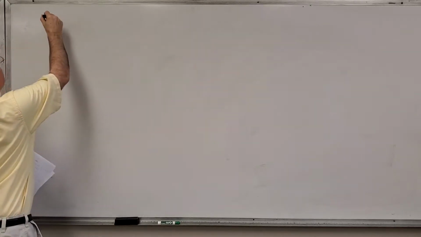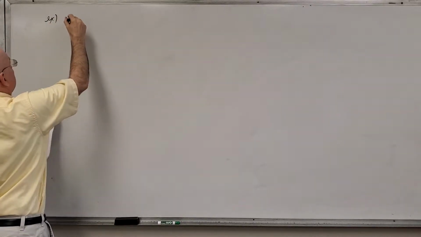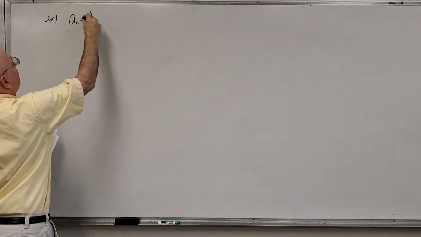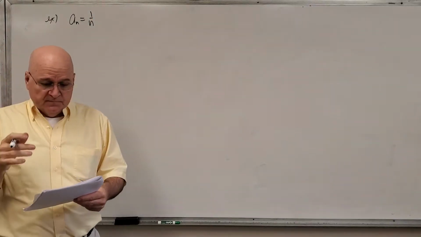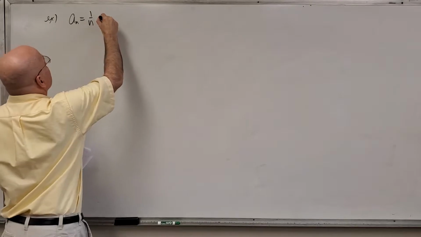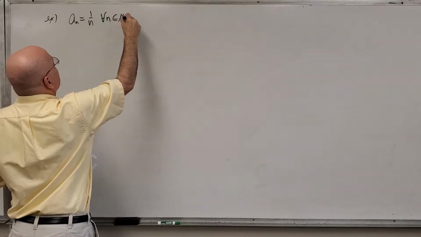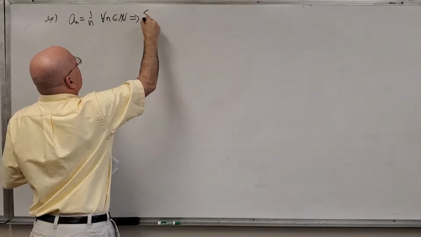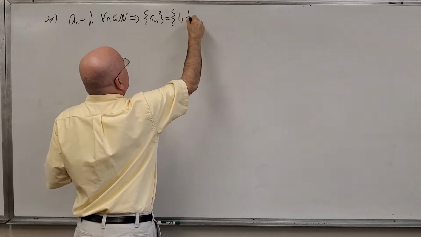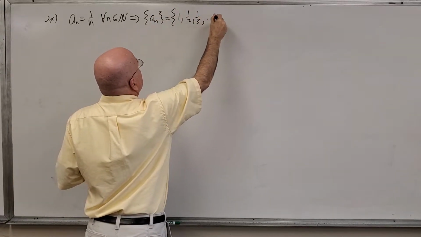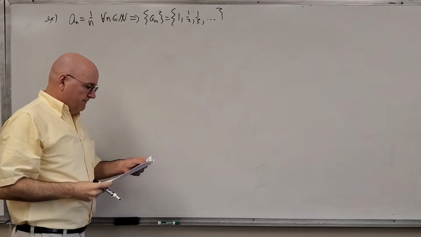All right, let's take another example, the one we use frequently. The sequence where each term, a_n, is just 1 over n, for all natural numbers n. So a_n is equal to 1, 1/2, 1/3, 1/4, and so on.